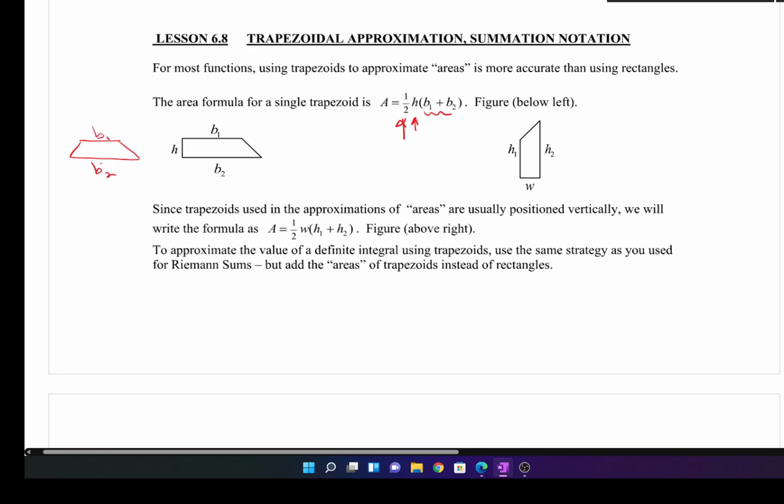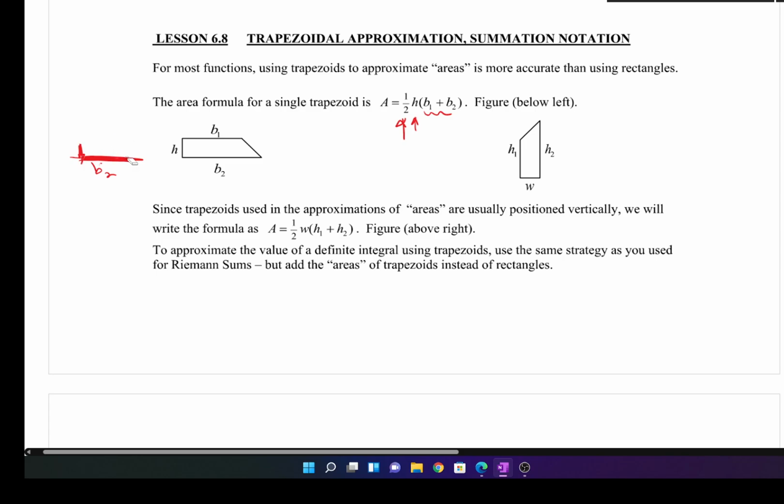But that won't always be true, okay? Sure, this distance from here to here is h, but what if this guy got cut off and formed a right angle? Well, guess what? That's still a trapezoid. This is still my base 1, and this is still my base 2, even though I have a right angle there.